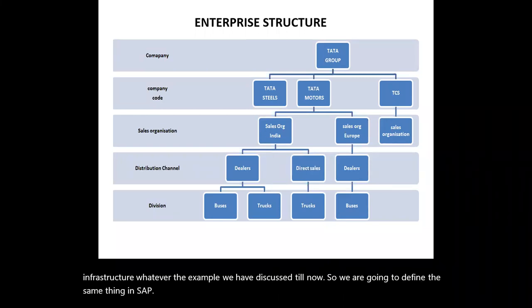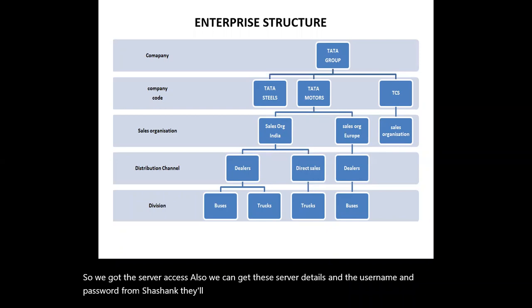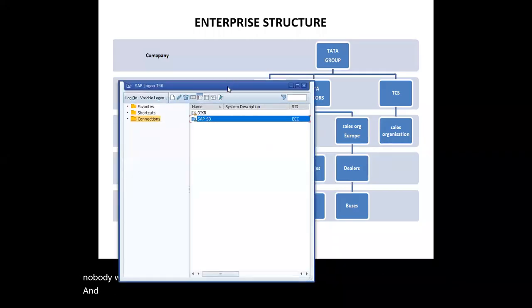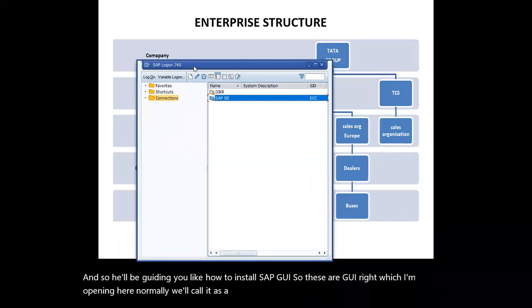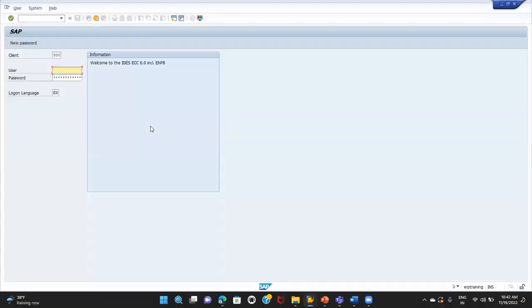We have got the server access. You can get the server details, username and password from Shashank. We have our own dedicated server, so nobody will be using it except our team. He'll guide you on how to install SAP GUI, which I'm opening here. Normally we call it the login pad, and it will be on your desktop. Once installed, we'll add the server details to this GUI and then log into SAP. Each and every person will have their own username and password.